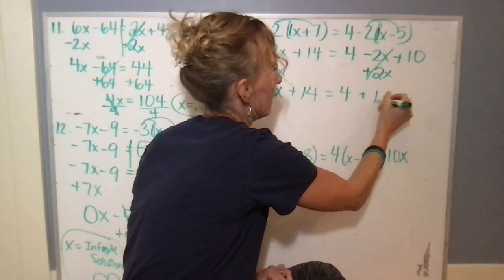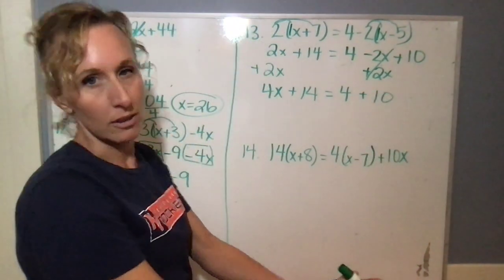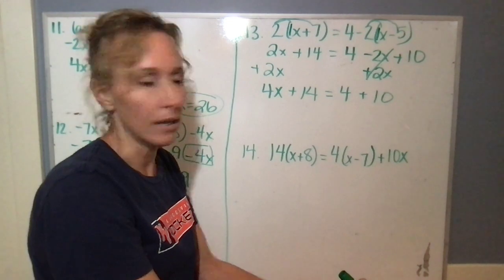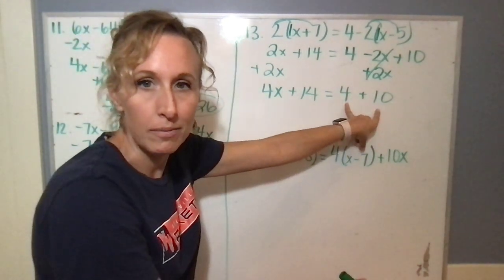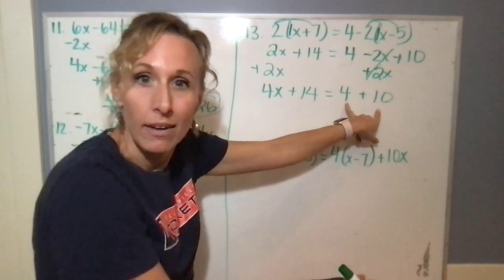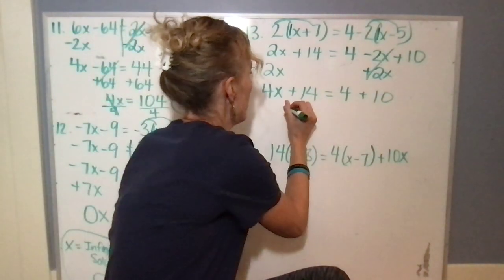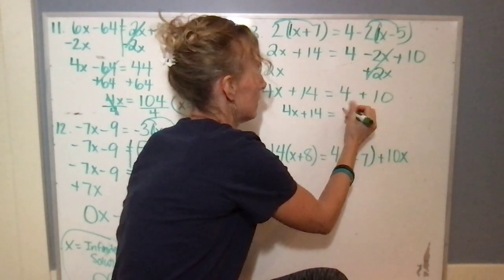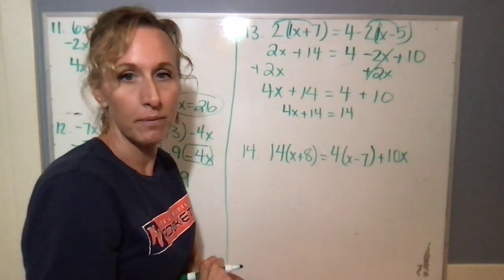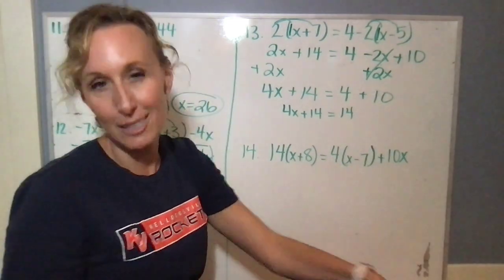use plus 10. Now you're like, wait, there's still a lot of things going on here. There's only one x. Can you combine the 4 and the 10 here? There's not x's on them, so yeah, of course you can. So we really have 4x plus 14 on this side equals, well, 4 plus 10 is 14. All right, there you go. All right, now we're down to the two-step equation.